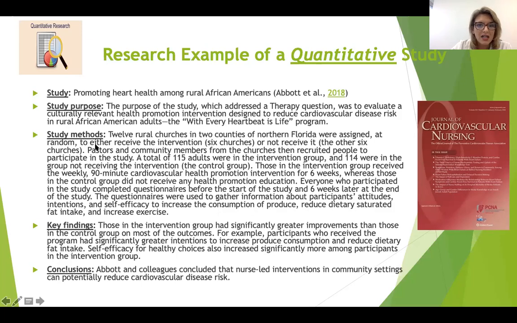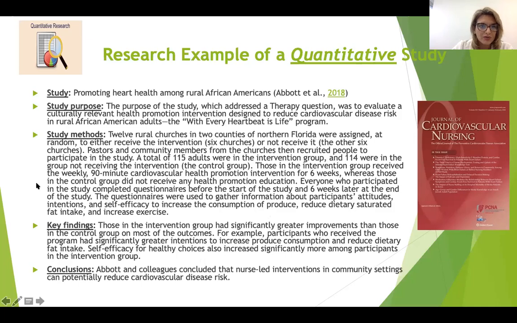So just by looking at the study methods, you can see right here that, in terms of the study, they're promoting heart health among rural African Americans, and the study methods they're using is very analytical in terms of numerical values. I mean, I don't even have to really read this. Just by looking at these numbers, I can see, obviously, they're looking at numbers, and that's how they're basing their key findings. So right there, again, quantitative is a quantity-based study. So right there, I already kind of have a grasp on this is a quantitative study. So basically, they took a total of 115 adults in an intervention group, and 114 of the group were not receiving the intervention.